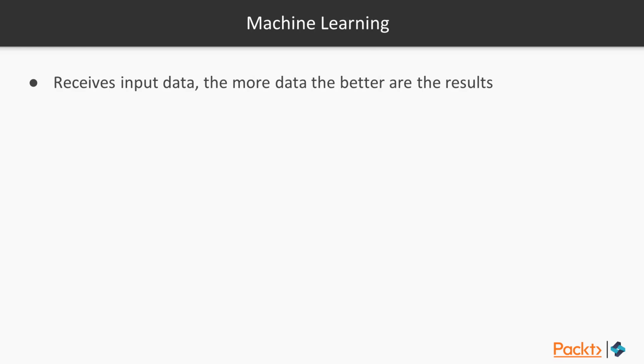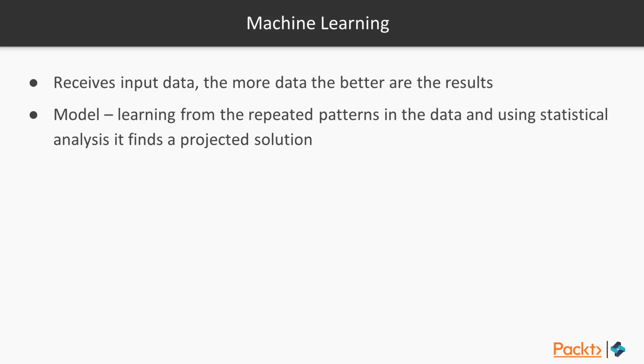Before using machine learning, let's first talk about what it does. So, machine learning receives input data. The more data, the better the results. By learning from the repeated patterns in the data and by using statistical analysis, it finds a projected solution that solves a particular problem. This pattern is called a model, and by using this model, you can predict future events.